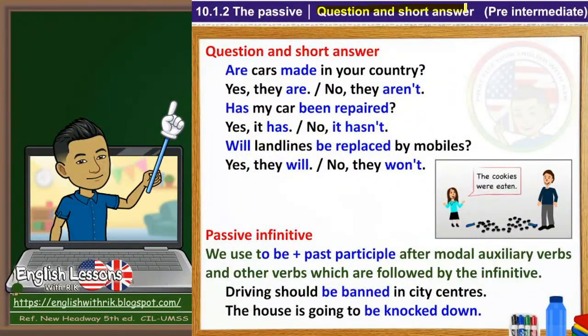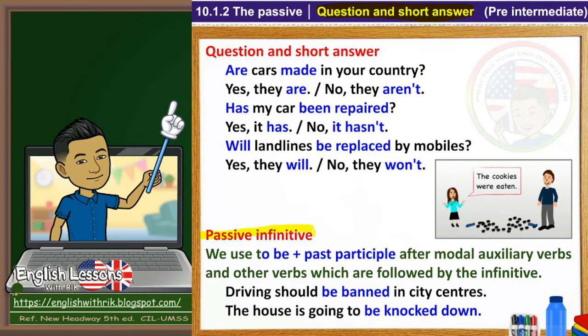Question and short answer. Are cars made in your country? Yes, they are. Or? No, they aren't. Has my car been repaired? Yes, it has. Or? No, it hasn't. Will landlines be replaced by mobiles? Yes, they will. Or? No, they won't.